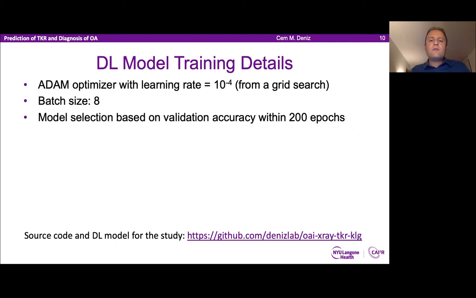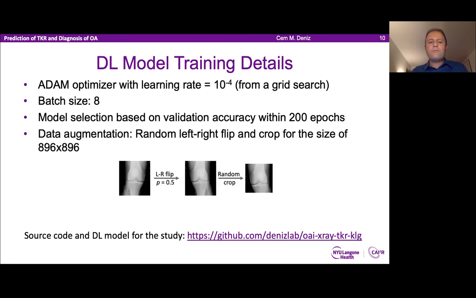The details of the deep learning model training are specified here. The source code and the DL model for the study, we also pushed the code to our GitHub repository. In terms of optimizer, we use Adam optimizer with a learning rate of 10 to the -4. This learning rate was obtained from a grid search. And we use 8 as a batch size and choose our model based on the validation accuracy within 200 epochs.